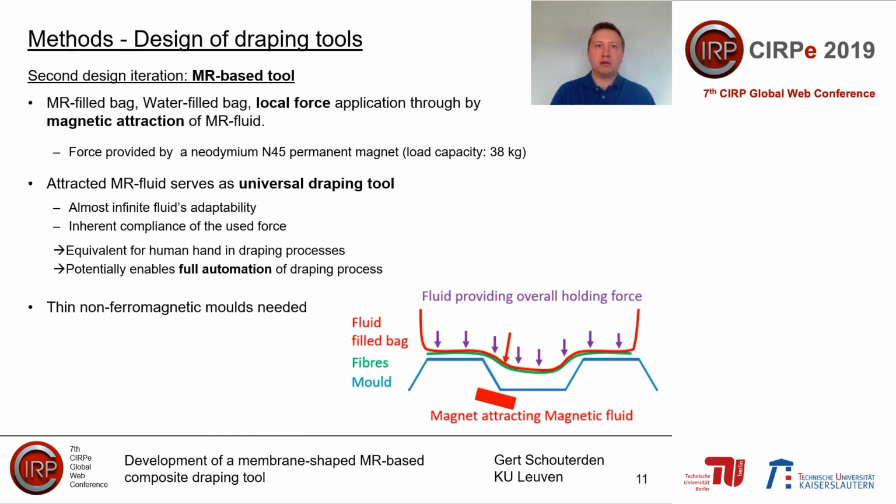In this local force application, we have found a potential low-complexity equivalent for the force application by the human hand in a draping process. Hereby, we have also potentially opened the way to cost-effective full automation of some manual draping processes. However, there is still a drawback: non-ferromagnetic thin molds are needed to use this approach.